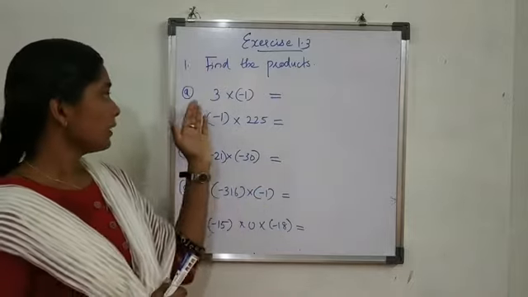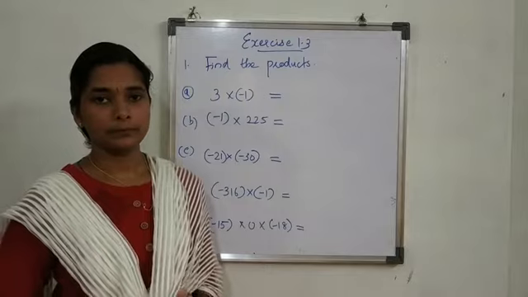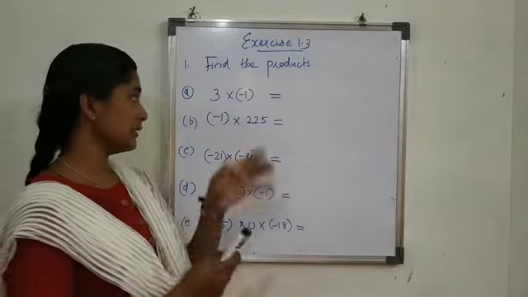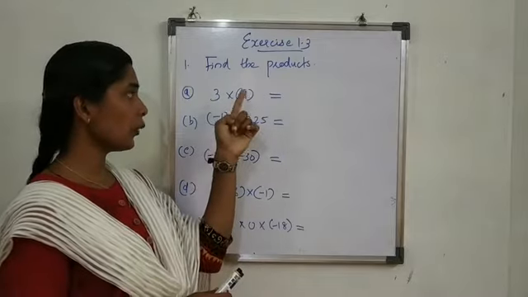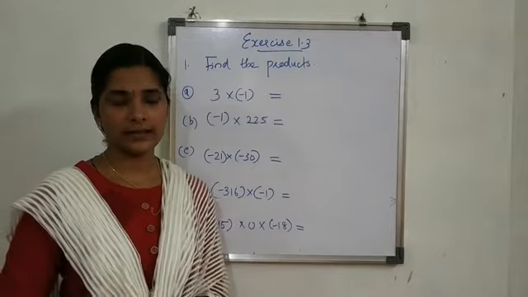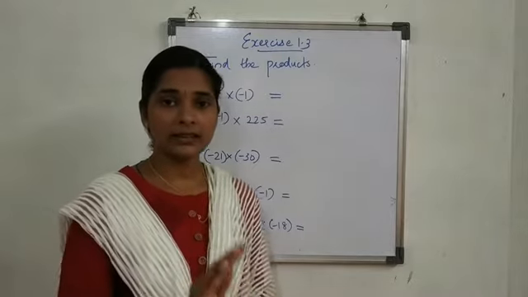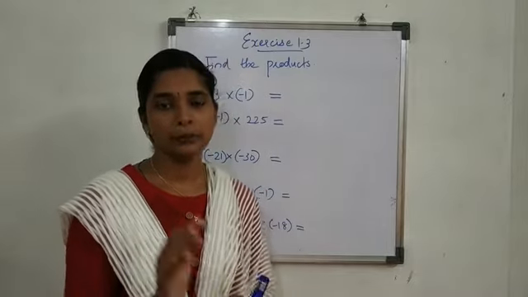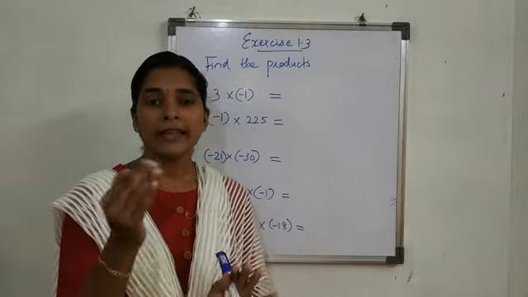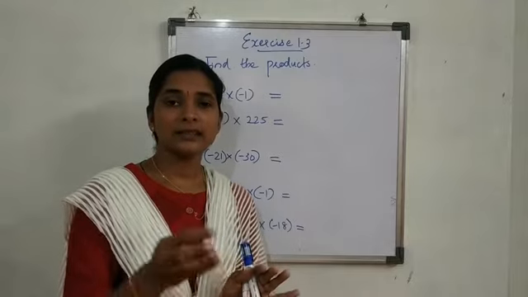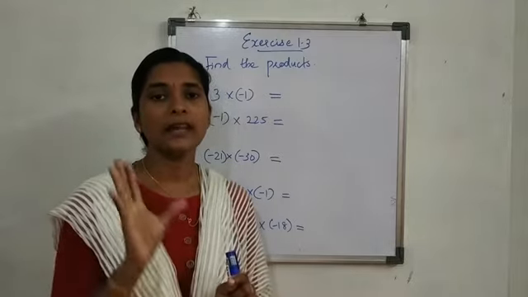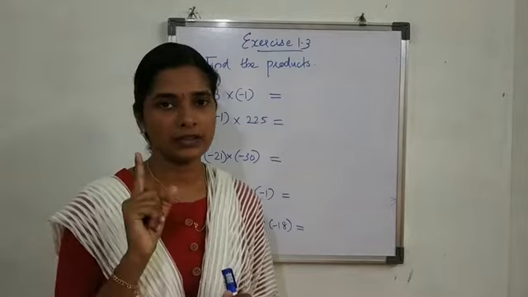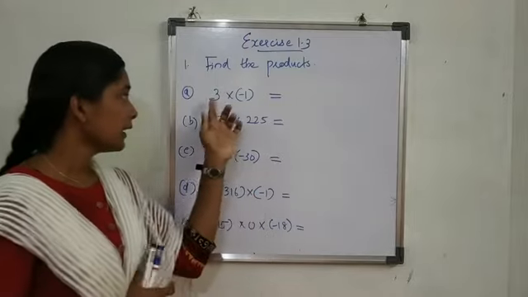Okay. 3 into minus 1. How many negative integers are there? 1 negative integer. If the number of negative integers is even, then the answer is positive. And if the number of negative integers is odd, then the answer is negative. Just remember that.